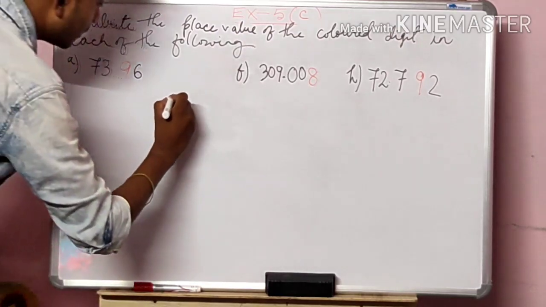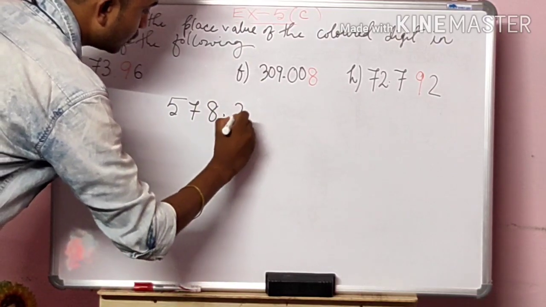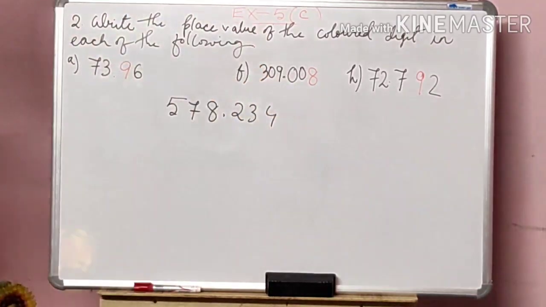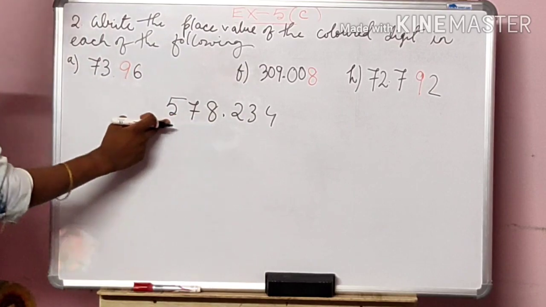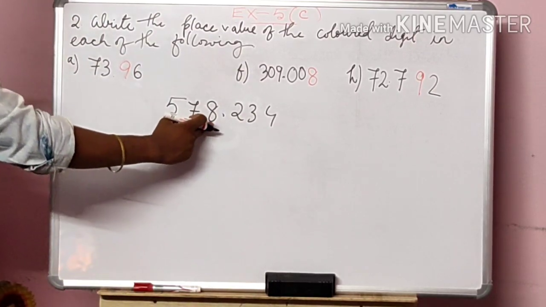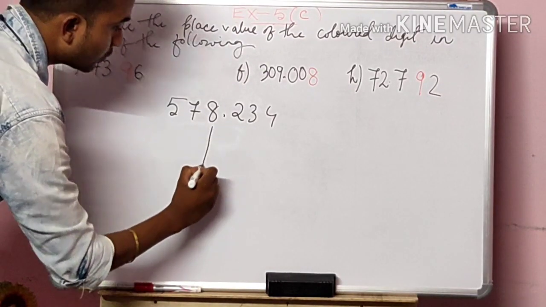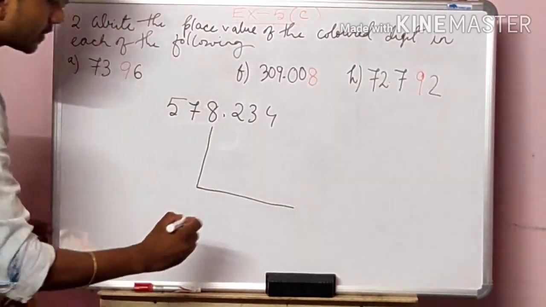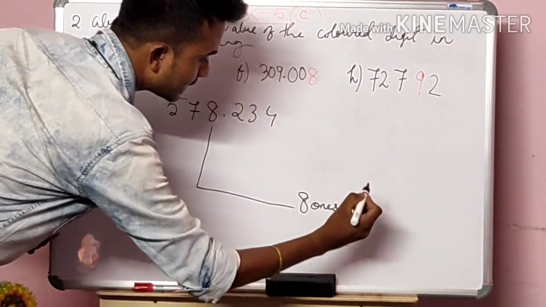Suppose I'm taking any number, that is 578.234. Suppose I have written it like this. So what are the place values of all the numbers present here? I'm going to show you first. Before the decimal, these are very easy to write because this 8 is in the ones place, as we learned in the earlier classes. So I am going to write it like this: 8 ones, or simply 8.